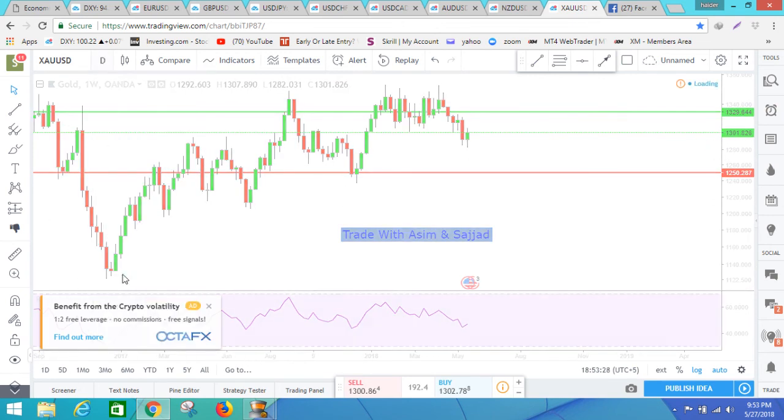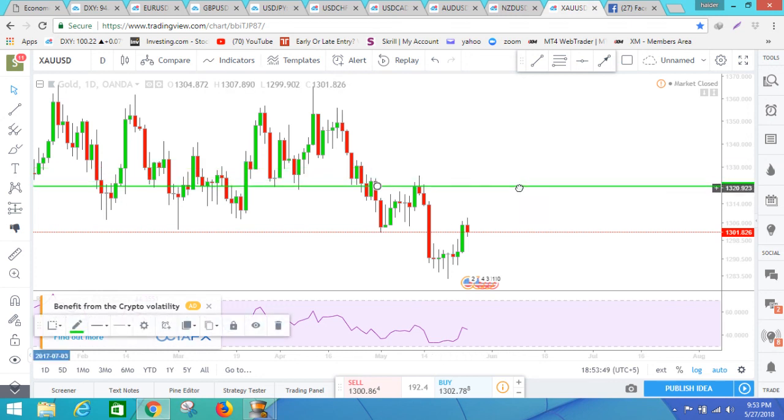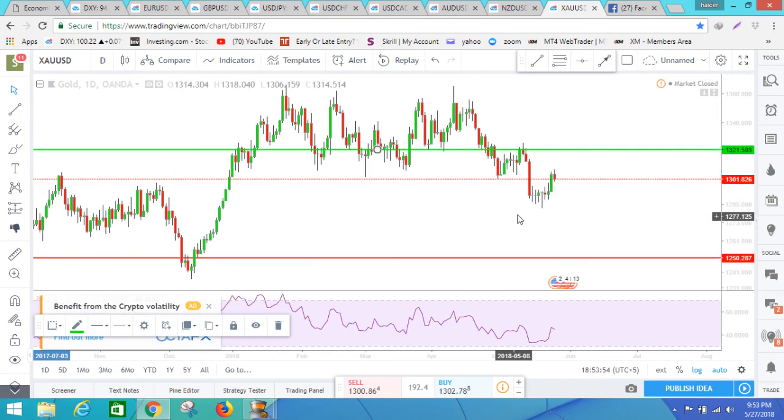Even on the daily time frame it looks quite good, though on Friday it failed to go up, but overall we can see it's trying hard to go up. So Monday to Thursday it can try hard to go up all the way to 1329 or even to 1320, but on Friday I think if the NFP figures are positive for USD, then we can see a very big drop in the gold prices.